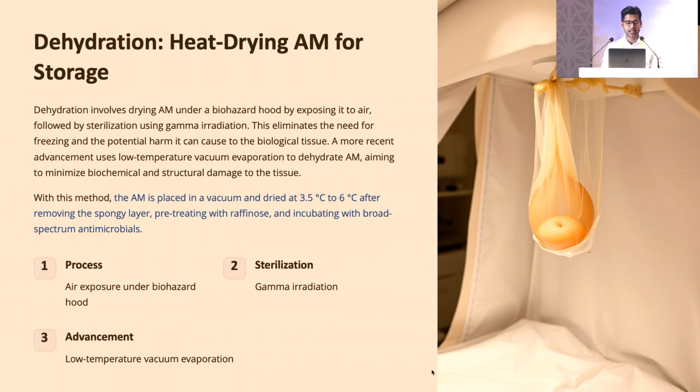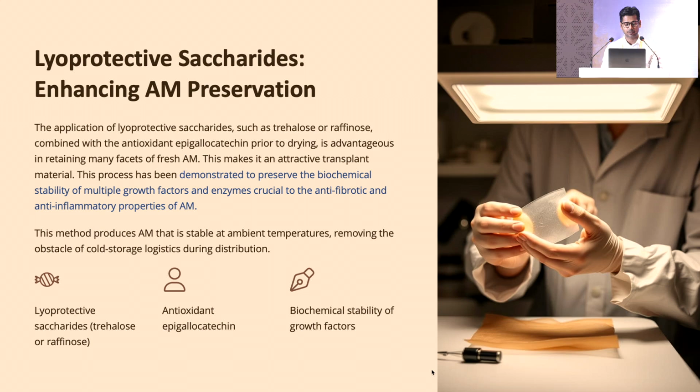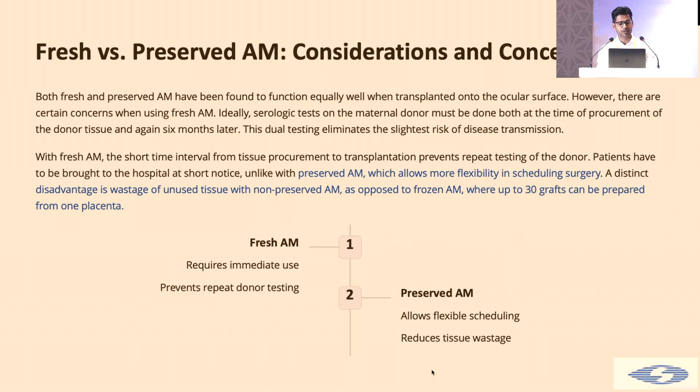The third one is dehydration, which involves placing the membrane in a vacuum and drying at -3.5 to 6 degrees Celsius after removing the spongy layer and pre-treating it with raffinose and incubating with broad-spectrum antimicrobials. It has been seen that the application of lyoprotective saccharides such as trehalose or raffinose has been demonstrated to preserve the biochemical stability of multiple growth factors and enzymes crucial to the antifibrotic and anti-inflammatory properties of amniotic membrane.